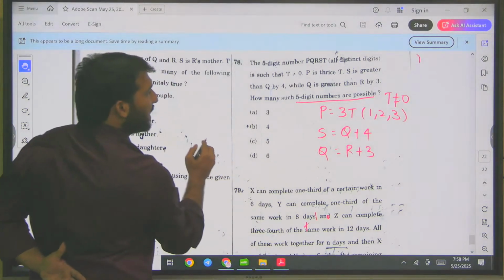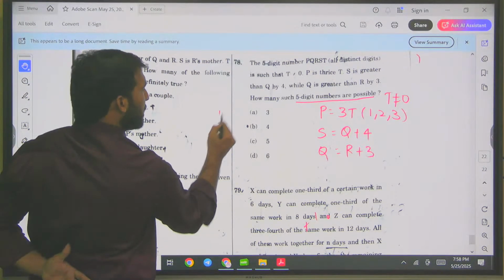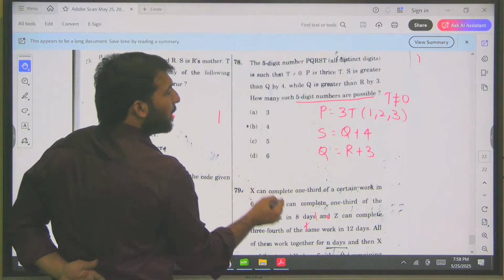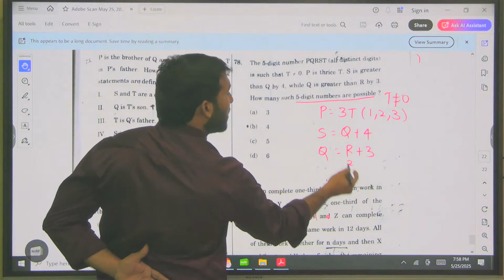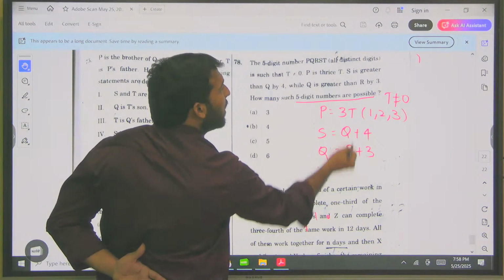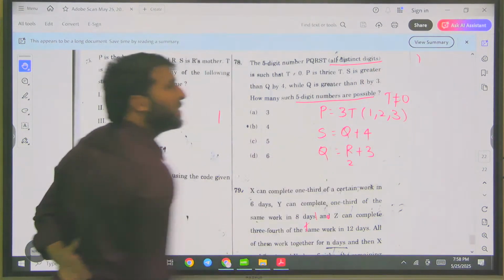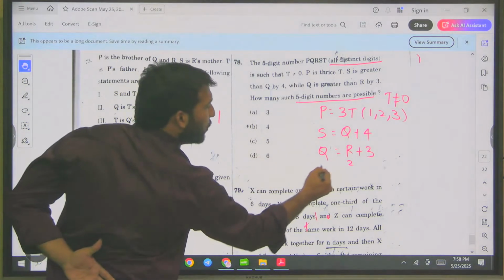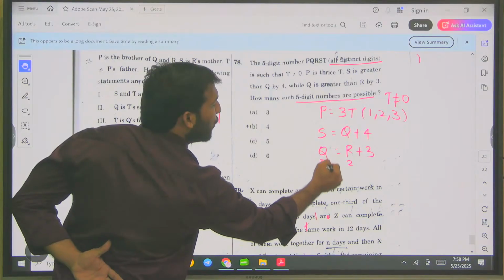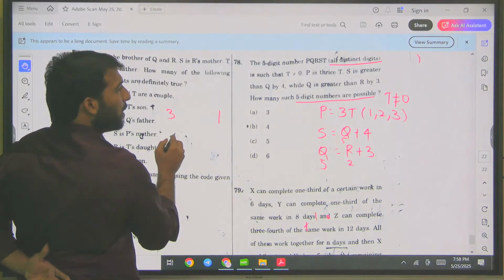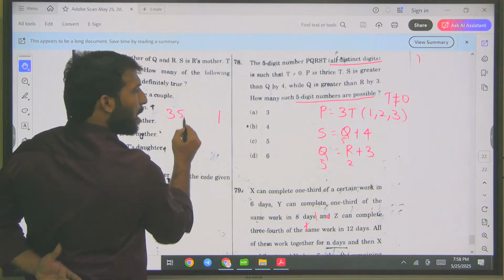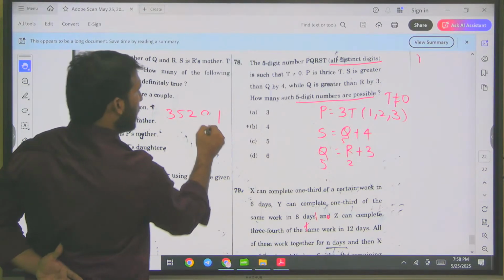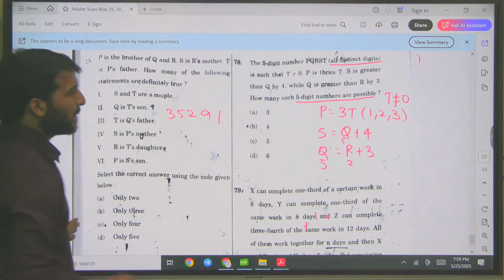So if I take the 5-digit number PQRST, T value is 1, then P value will be 3. If I am considering R value as 2, because I can't consider R value as 1, the reason being all are distinct digits. If R value is 2, Q value will be 5. If Q value is 5, S value will be 9. So PQRST is 35291. One number is possible.